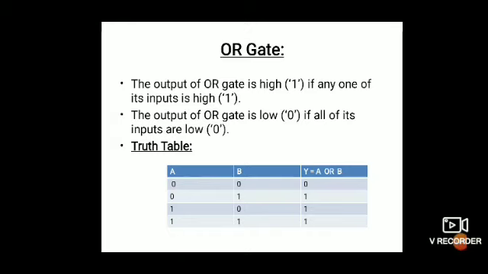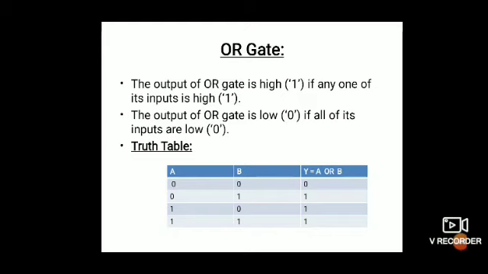So here A is 0, B is 0, Y equals 0. If A is 0, B is 1, the output will be 1. If A is 1, B is 0, Y equals 1. If A is 1, B is 1, then what will be the output? 1. So this can be proved: if any one input is high, the output of the OR gate will be high. If both the inputs of the OR gate are low, the output will be low.